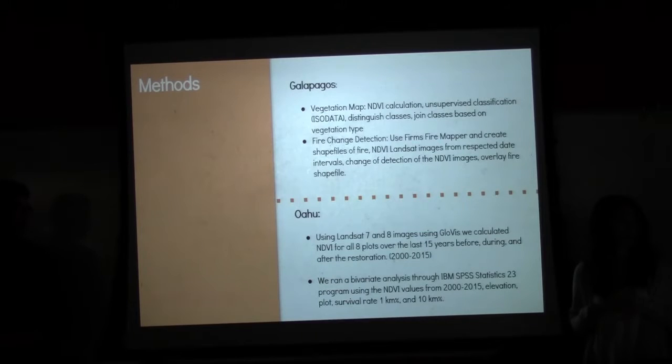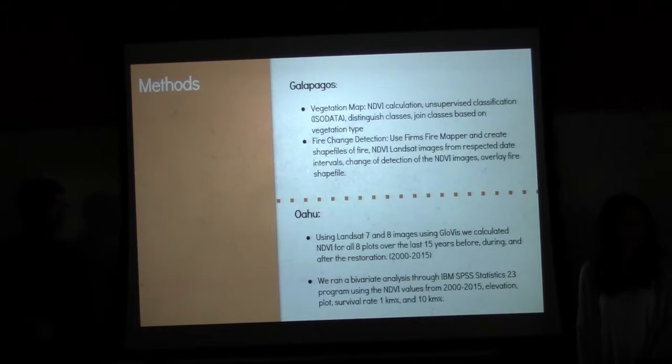For Oahu, our methods were we downloaded images from Landsat 7 and 8 using Globus. Then we calculated NDVI for all 8 plots over the last 15 years, before, during, and after the restoration. We also ran a bivariate analysis through the IBM SPSS Statistics program using NDVI values from 2000 to 2015, elevation, plot survival rate at 1 km and 10 km, which were the predicted values of survival.